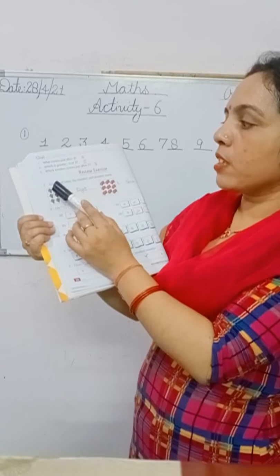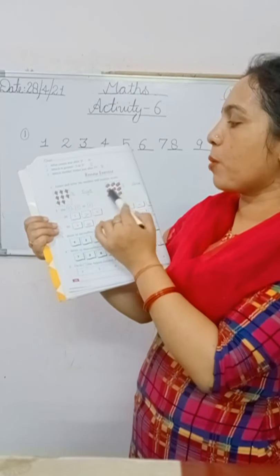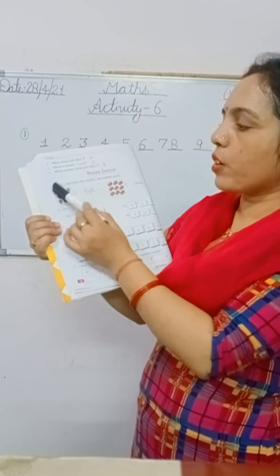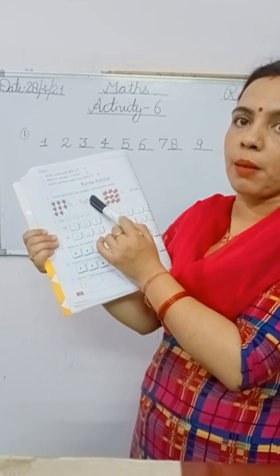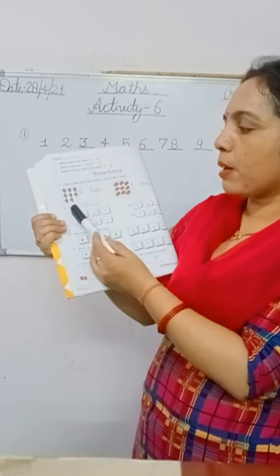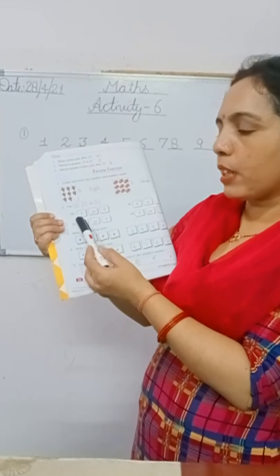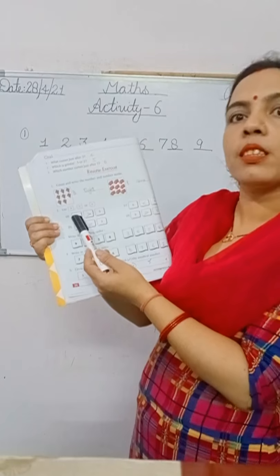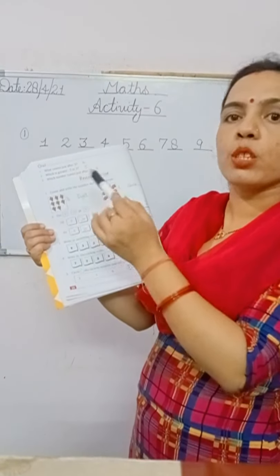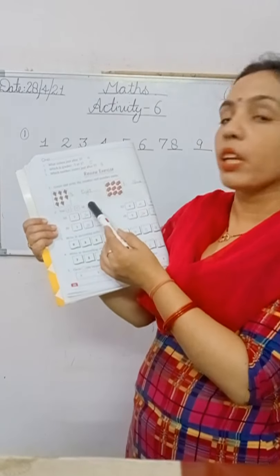Question number 1 is count and write the number and number name. Firstly, you have been given some objects in your picture. Now you count the picture, then write the number and their spelling. That means the number name. Okay. Second, use greater than, less than or equal to. When the left side number is greater, then you use the greater than sign. When the left side number is smaller, then you use the smaller than sign. When both numbers are equal, then you use equal to.